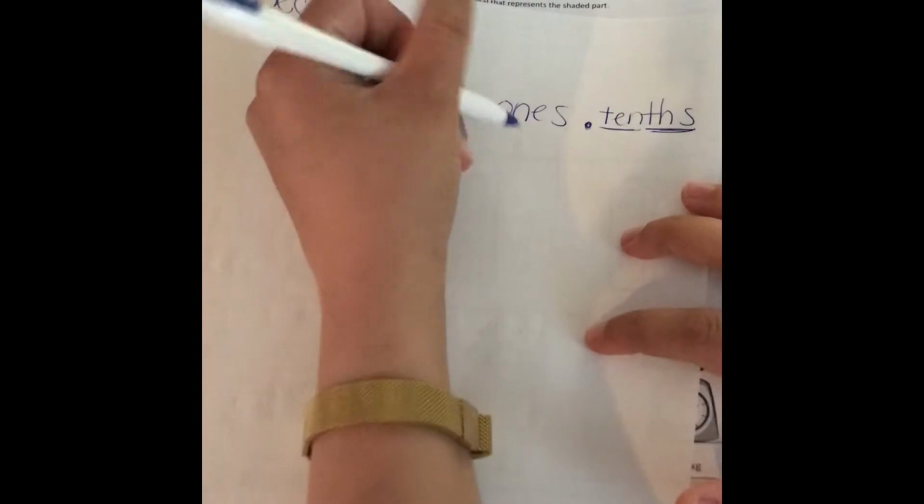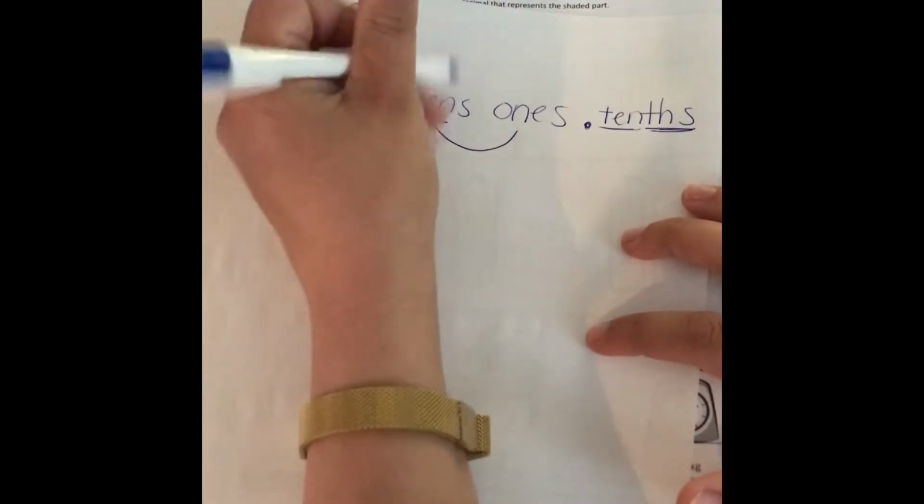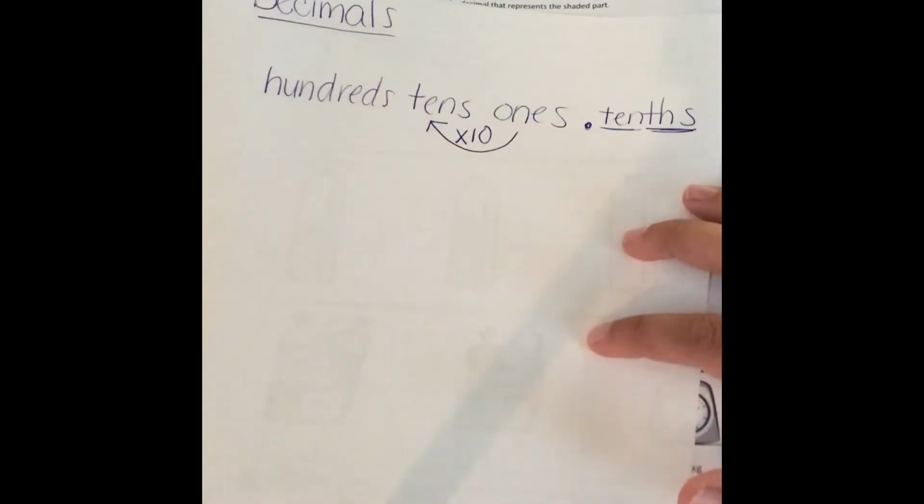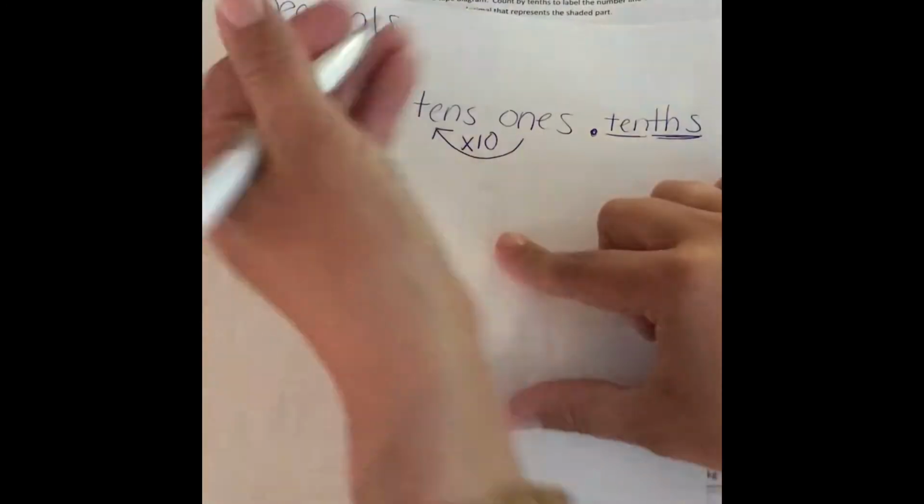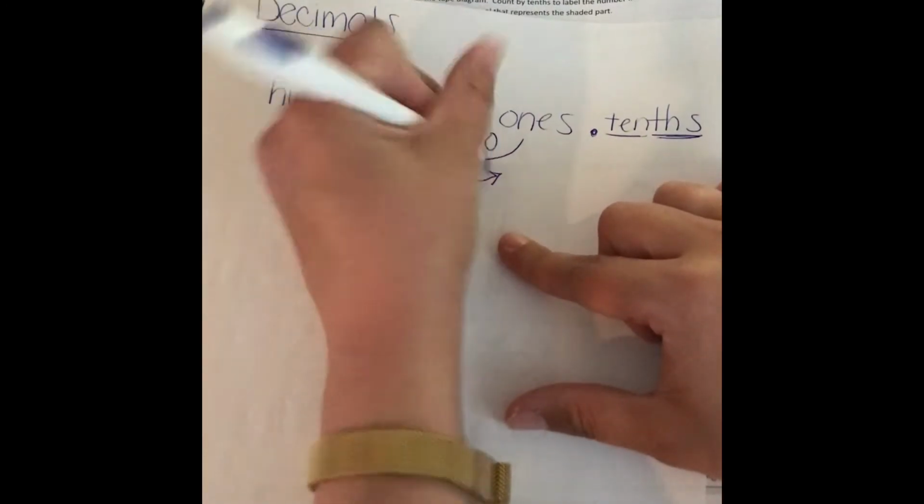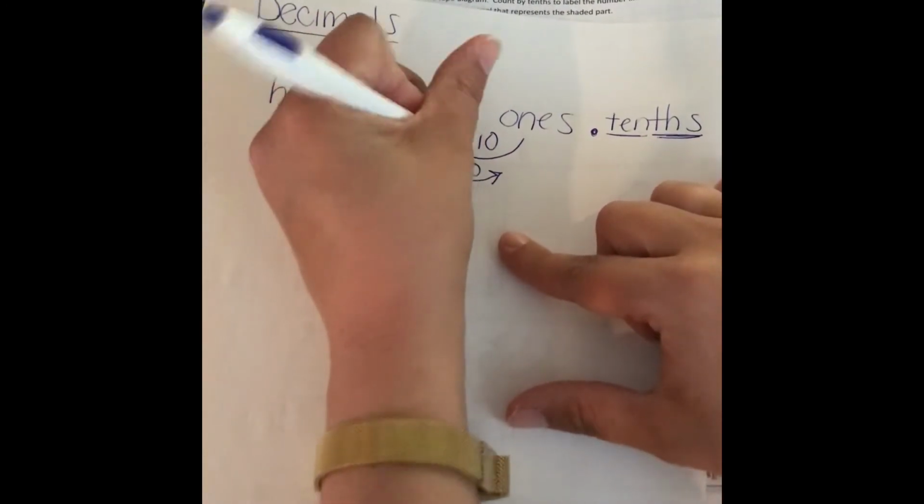We know that when we move to the left, we're getting 10 times bigger. From ones place to the tens place, it's multiplying by 10. We also know when we go the opposite way and we go to the right, it's dividing by 10.